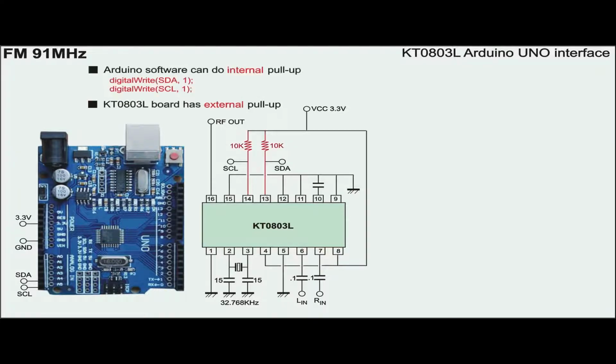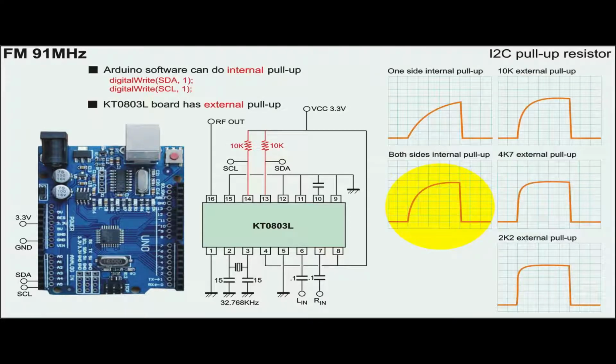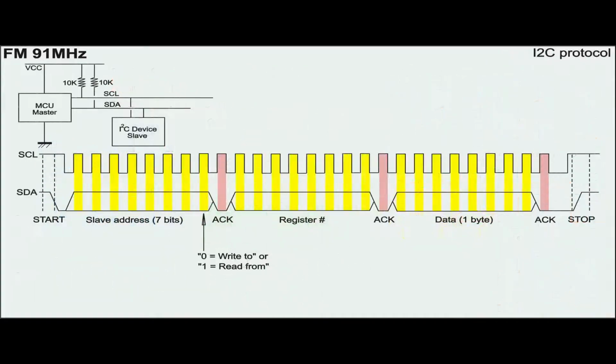The communication between the Uno and the KT is done using Inter-Integrated Circuit protocol, or I2C. The I2C should have pull-up resistors at both ends so that the signal resembles a square wave. For the Uno, pull-up is done by software, and for the KT it is done by on-board resistors at pin 13 and 14. The Uno acts as a master and the KT acts as a slave.